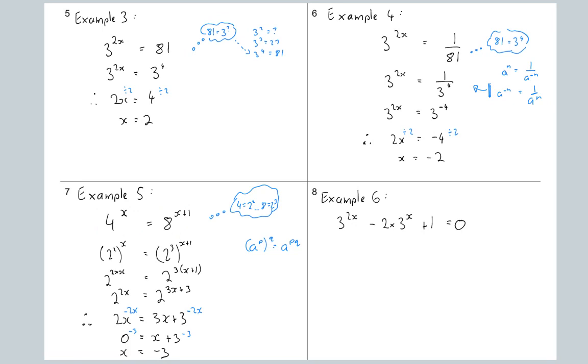Okay, last example is example 6. Now, you will not be assessed on this in the test, so this is harder than what is assessable, but I thought you just might want to see what it looks like to do a problem of a slightly higher complexity. So the trick with this one is to notice that I've got 3 to the power of 2x here, and then I've got 2 lots of 3 to the power of x, which is really similar to this one. And I've got a plus 1 over here. Now, this almost fits a pattern.